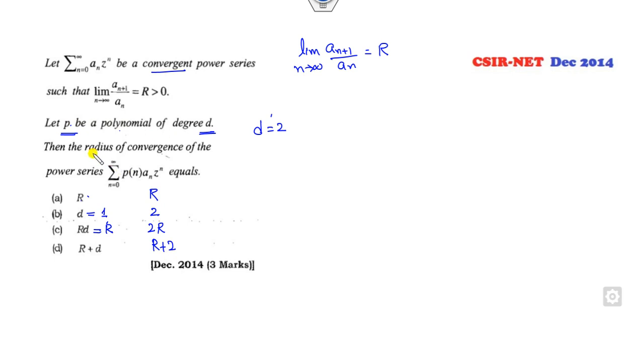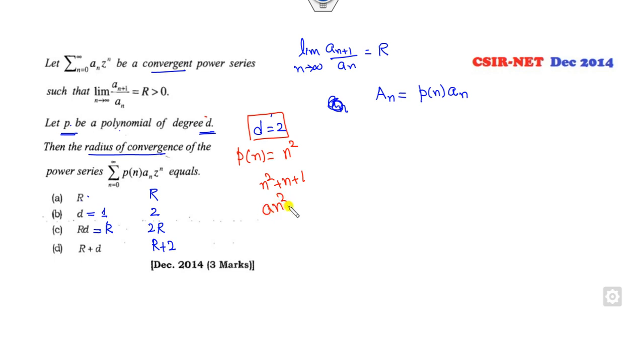P is a polynomial of this. Then the radius of convergence of this one. So the an is already there. I can choose capital An as p of n times an. Now p of n is of degree 2, so I can simply choose it as n square. You may choose an square plus n plus 1, or you may choose a n square plus b n plus c. But the best way is the simple one as such.